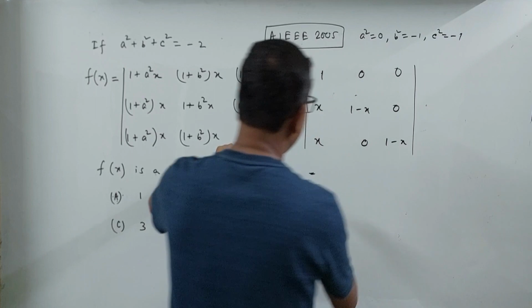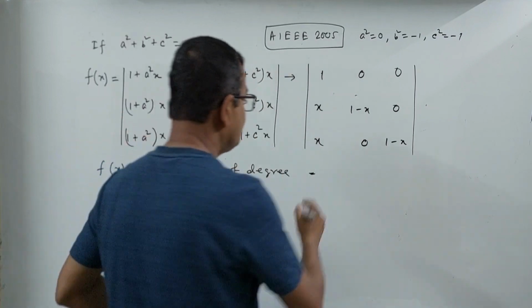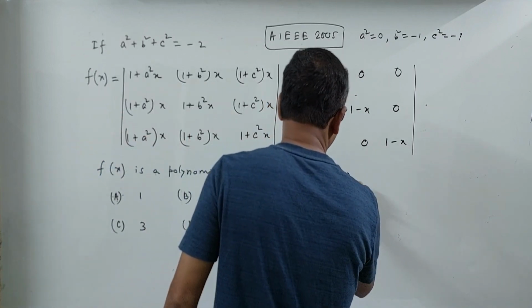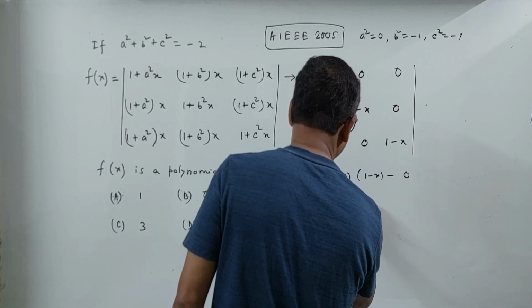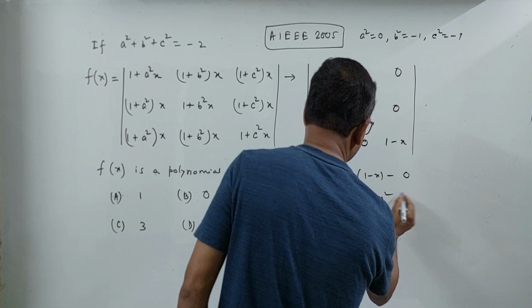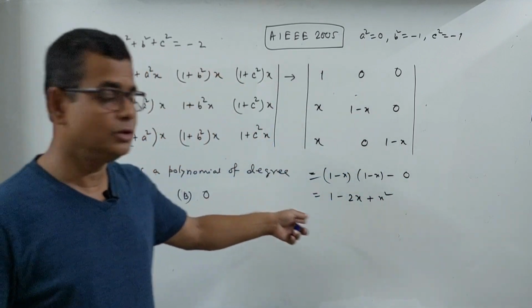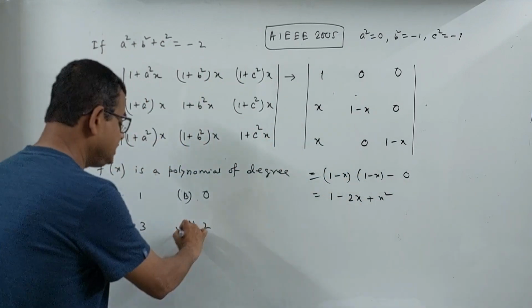Now expand the determinant first row wise, so we get 1 minus x into 1 minus x minus 0. So we get 1 minus 2x plus x square. So degree of this polynomial is 2. So D is the right answer.